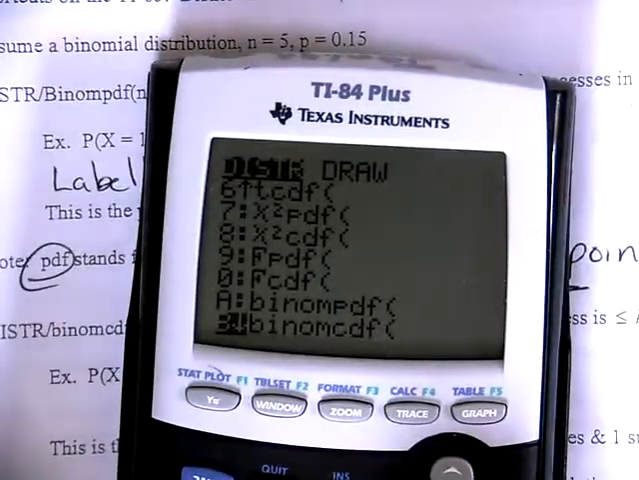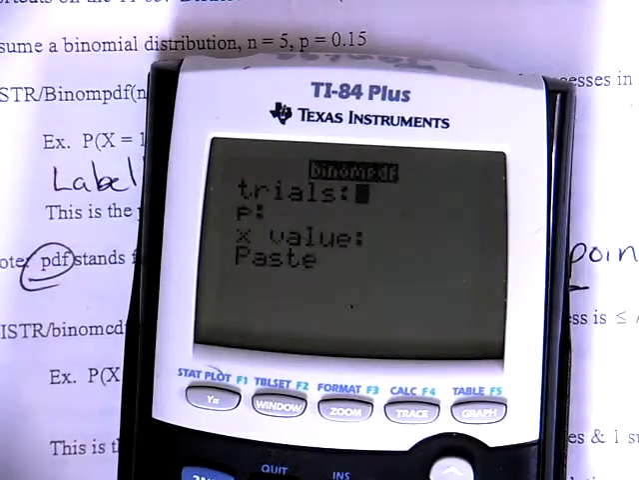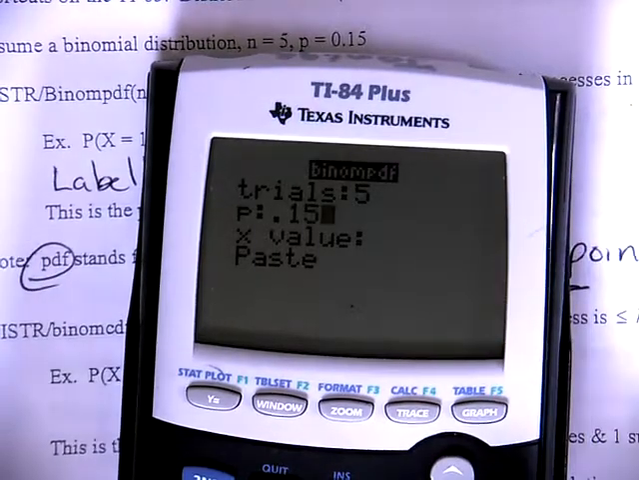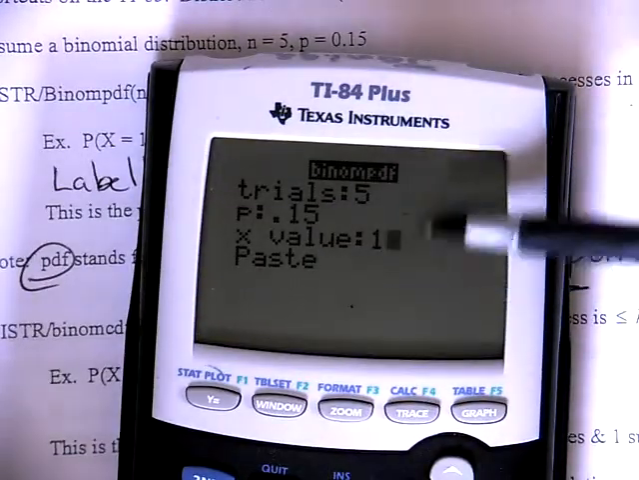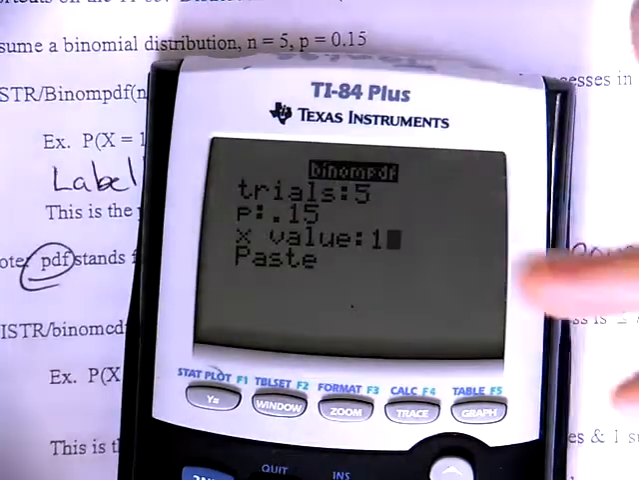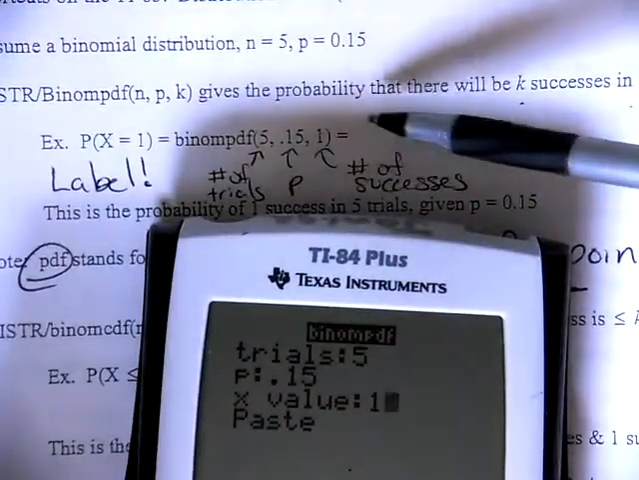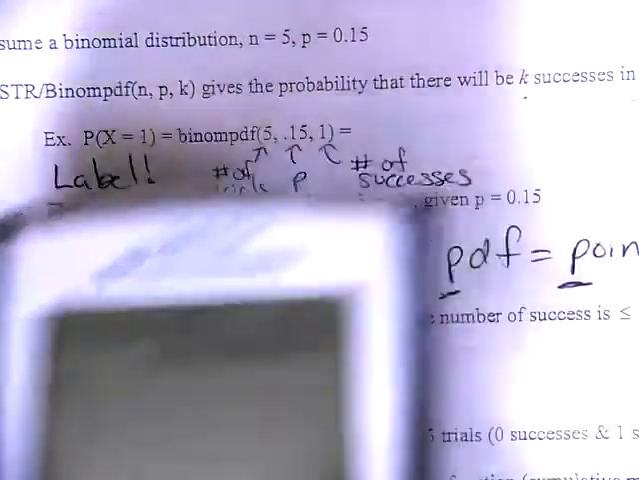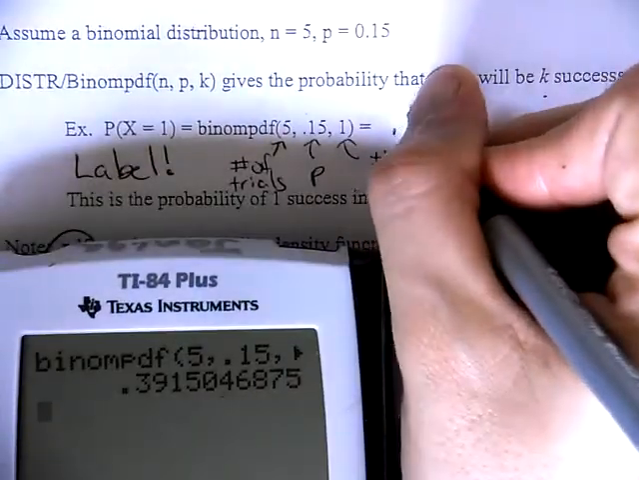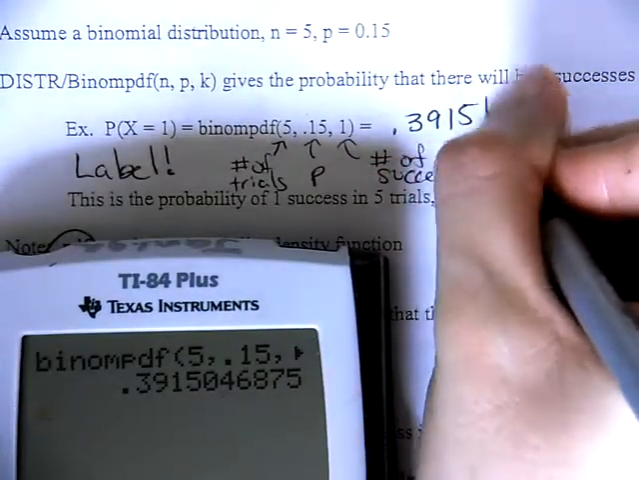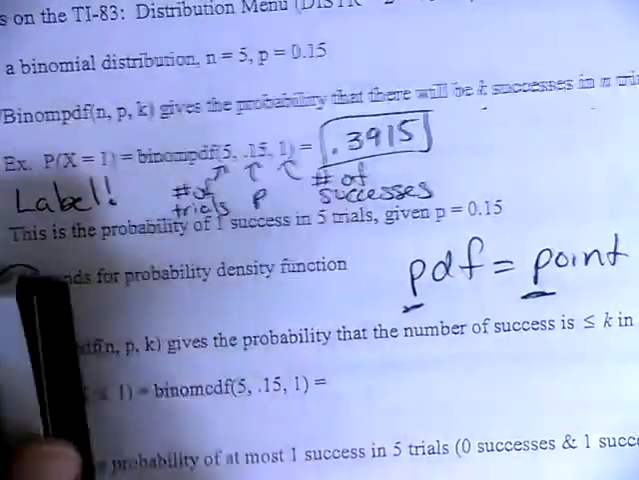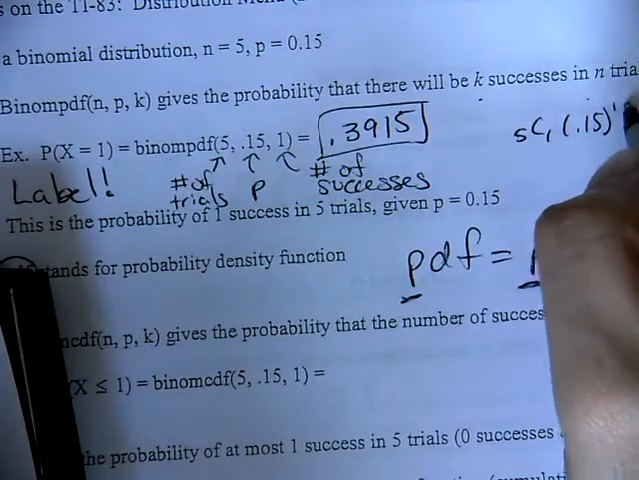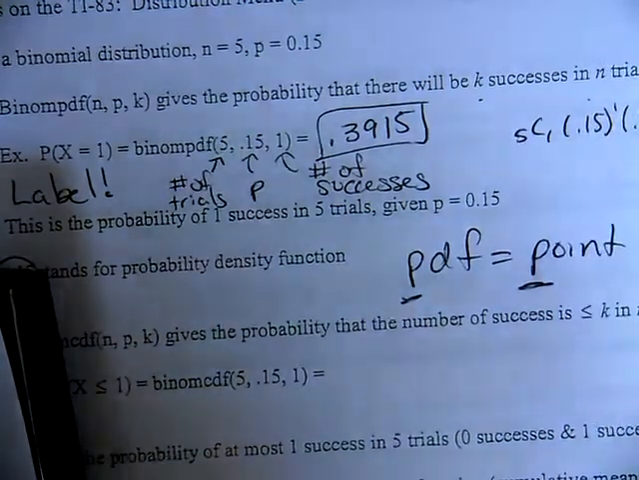So in the calculator, I'm going to go to binomial PDF. Now, mine is an updated operating system, so I can put trials, 0.15, 1. If you have an 83 or not an updated operating system, type it in exactly as you see it on the paper with the commas and the parentheses. So then you hit paste. So the probability that I'll make one shot is 0.3915. So that's the same as doing 5C1, 0.15 to the first, 0.85 to the fourth.